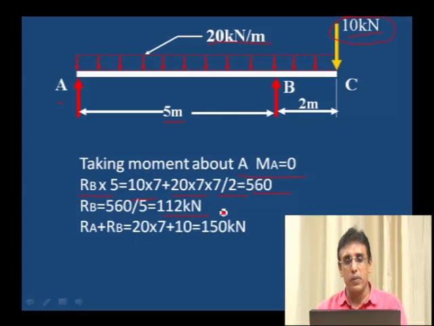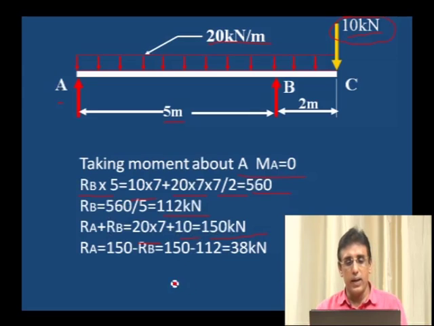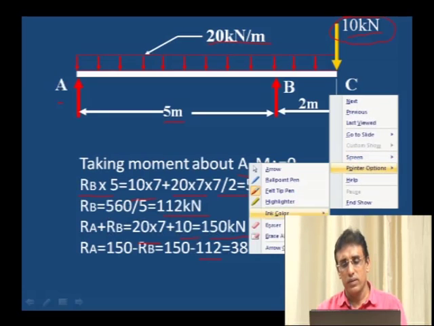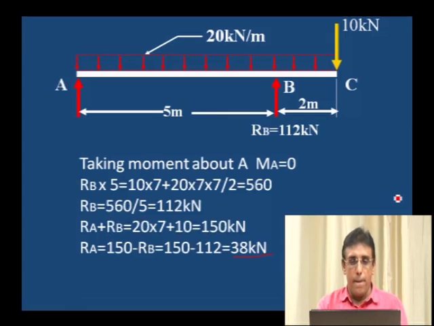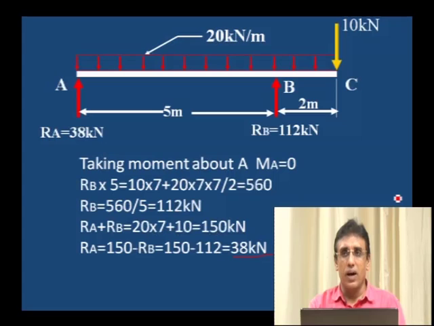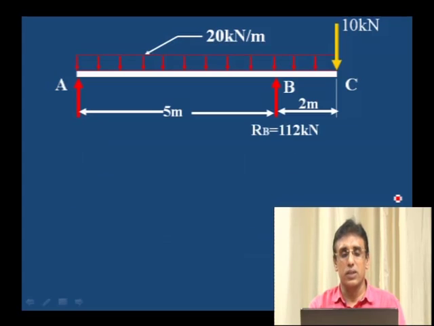RA plus RB must be equal to the total load. Total load is 20 into 7 plus 10 kilonewton point load. Therefore, 150 kilonewton is the total downward load. RA is equal to 150 minus RB value. RB value we already have, 112 kilonewton. Therefore, RA is equal to 38 kilonewton. We have the values of RA and RB. Let us calculate shear force.